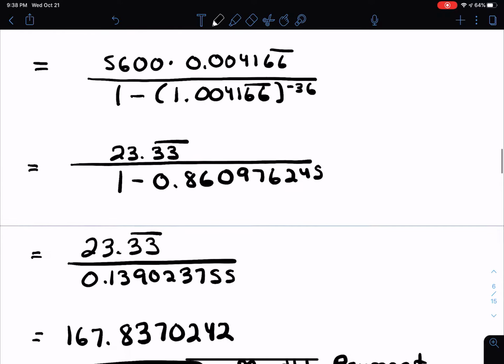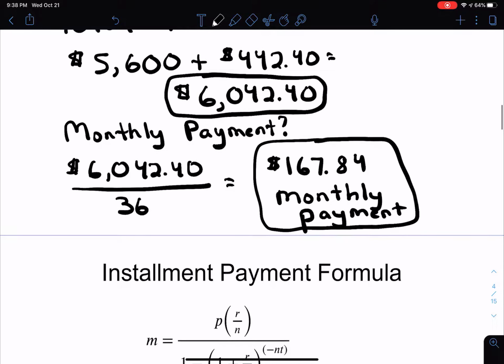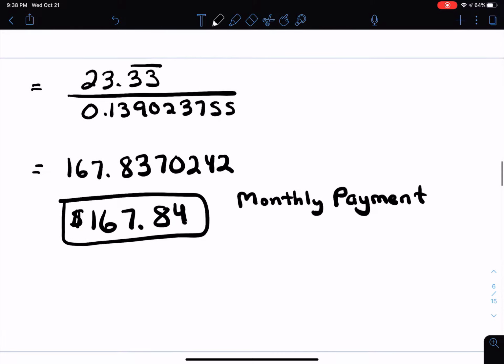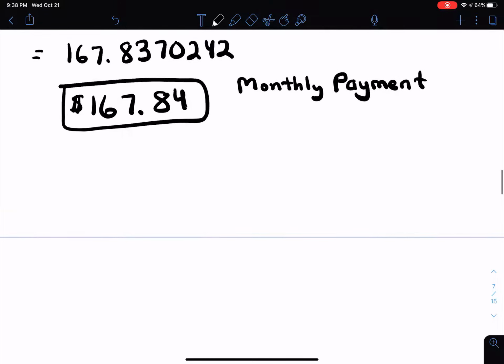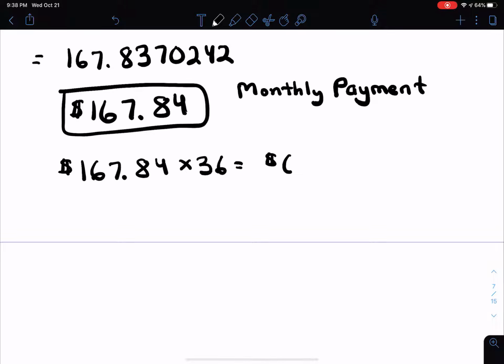Notice a little something here. If I scroll back up, there you go. Same monthly payment, $167.84. So that's kind of interesting, isn't it? And then if you took that $167.84, that's the monthly payment for 36 months. Well, if you multiply that by 36, it says that you'll pay back $6,042.24.